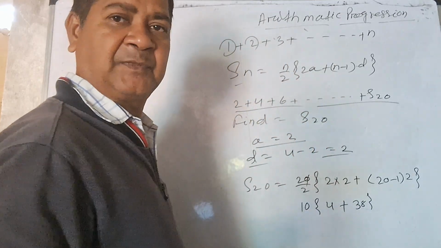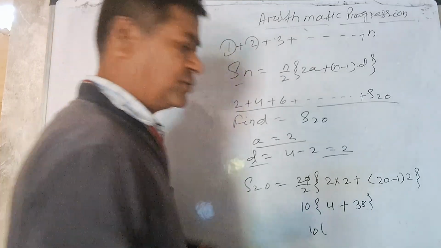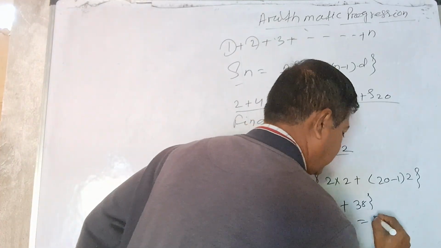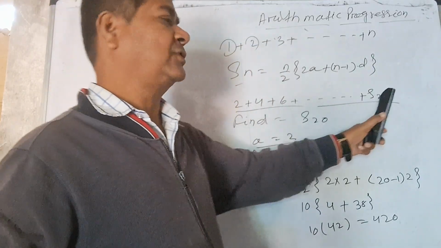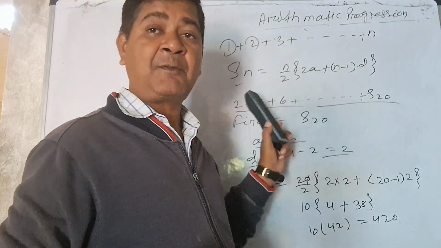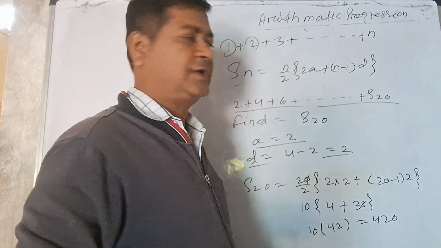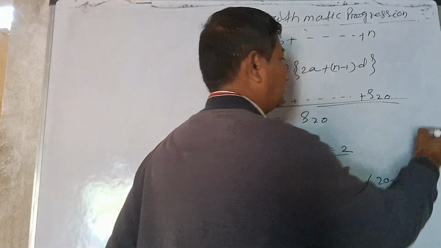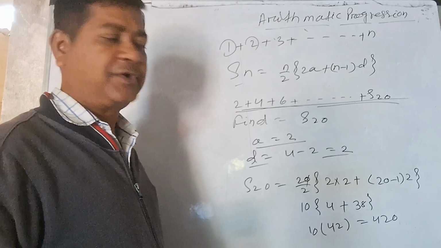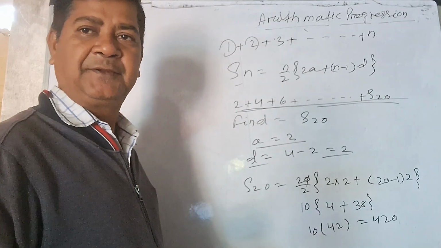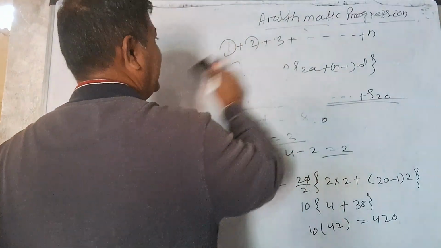Now 10 into 38 plus 4, 42. 420 will be the answer. That means the sum of the 20 terms 2, 4, 6 and so on, the summation of these 20 terms, will be 420. Another interesting thing, very very important for you.